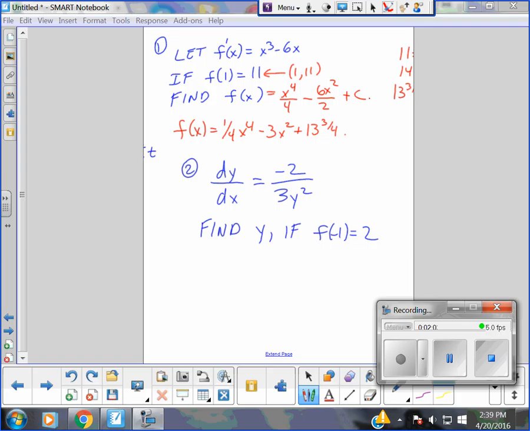So the first thing you got to do is separate variables. And so what I'll do is I'll multiply by dx and 3y squared. And our first step has to look like this. And then on the AP, if you don't do this, you get no credit. On my final, if you don't do this, you get no credit. If you don't separate, there's no hope. Now it's just integrating both sides, right?